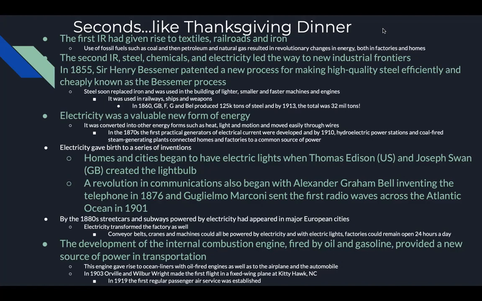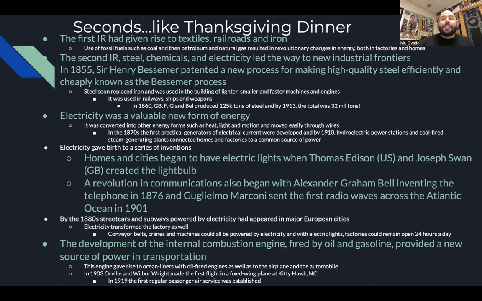The development of the internal combustion engine fired by oil and then gasoline provided a new source of power and transportation. This engine gave rise to ocean liners with oil-fired engines as well as airplanes and the automobile. In 1903, Orville and Wilbur Wright made the first flight in a fixed-wing plane at Kitty Hawk, North Carolina. In 1919, the first regular passenger air service was established for planes.